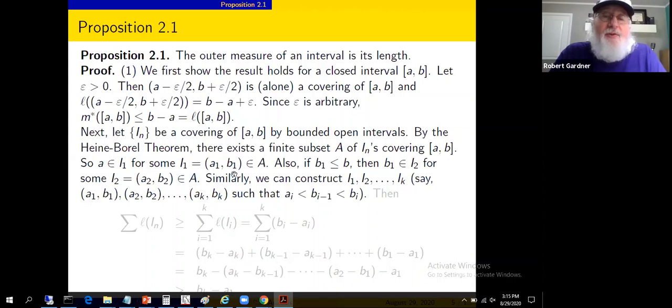Well, either this single interval covers the whole interval A to B, or B1, the right-hand endpoint here, is less than or equal to B, and you haven't covered the whole thing yet. If you haven't covered the whole of the closed and bounded interval AB with a single open interval, that is, if B1 is less than or equal to B, so you haven't got to B yet, then there must be an open interval containing B1. B1 is an element of one of those open intervals. Let's call it I sub 2. Let the endpoints be A sub 2, B sub 2.